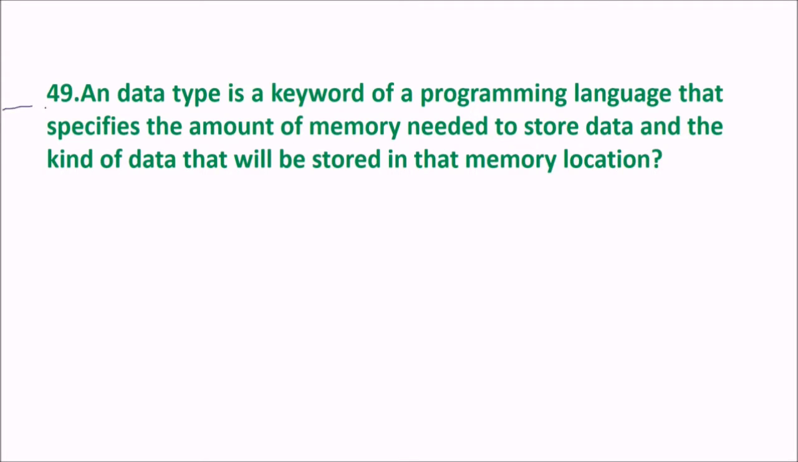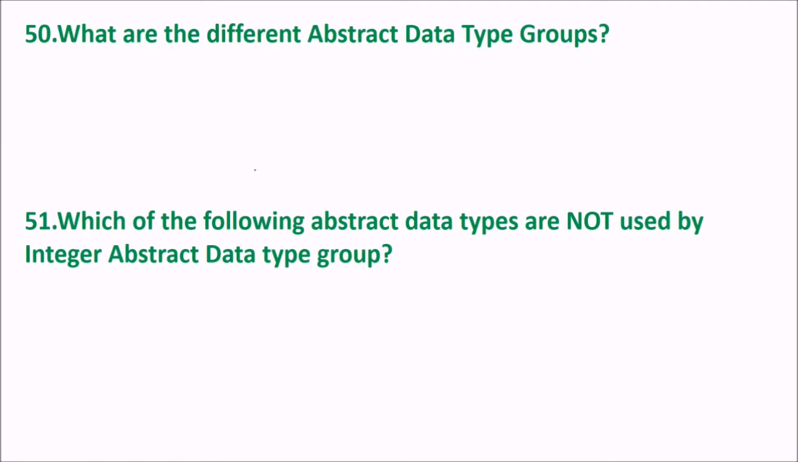Question 49: a data type is a keyword of a programming language that specifies the amount of memory needed to store data and the kind of data that will be stored in that memory. What is that keyword? When we apply it to a data type in a programming language, it specifies the amount of memory needed to store the data and the kind of data that will be stored in that memory. This is abstract. The answer is abstract.